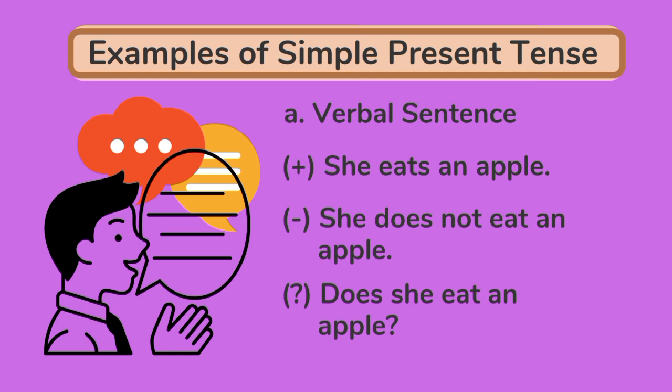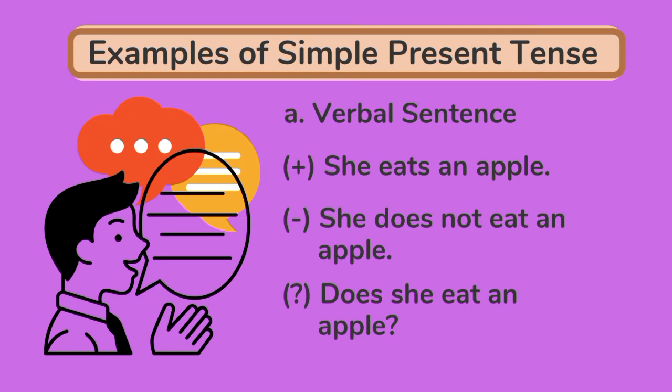The next is the example of negative form. She does not eat an apple. She as a subject, plus does because the subject is she, plus not, plus eat as a verb, then plus an apple as an object.